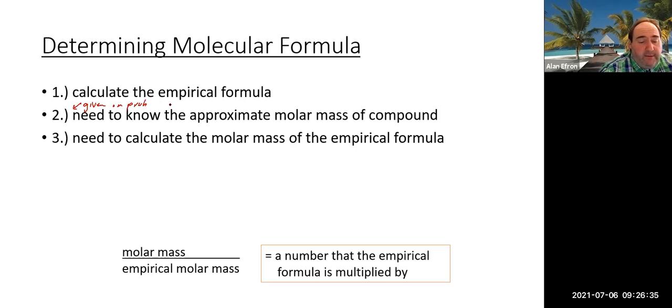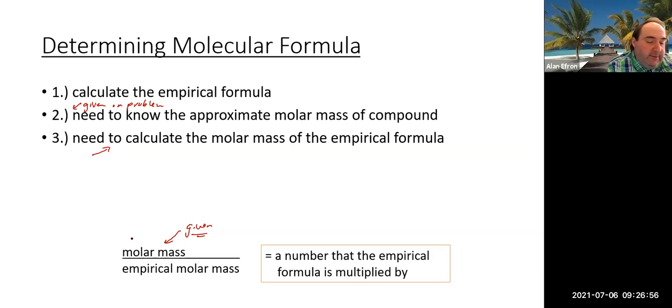Somewhere along the way in the problem, they'll say the molar mass of this compound is this, or the approximate molar mass of the compound is this. Somewhere in the problem, they'll tell you that. And lastly, you need to calculate the empirical formula. That usually is something you need to do; it's usually not given to you.